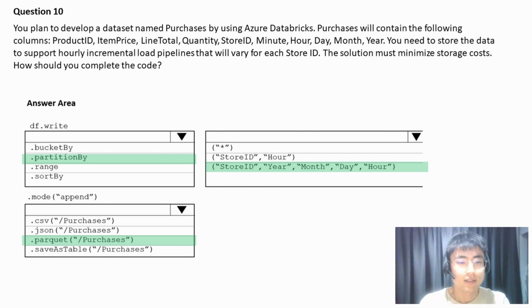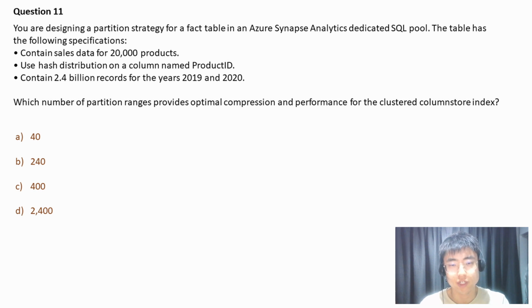Question 11. You're designing a partition strategy for a fact table in an Azure Synapse Analytics dedicated SQL pool. The table has the following specifications. Contains sales data for 20,000 products. Uses hash distribution on a column named product ID. Contains 2.4 billion records for the years 2019 and 2020. Which number of partition ranges provides optimal compression and performance for the clustered columnstore index?